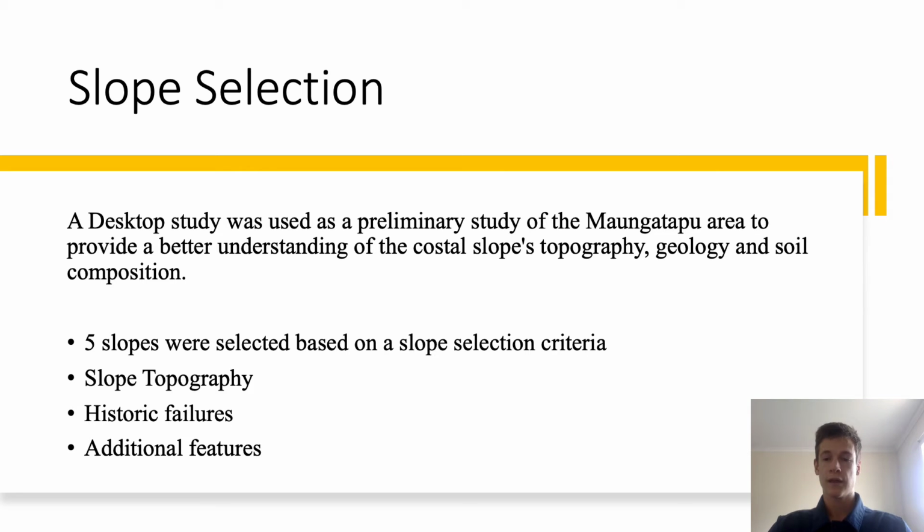Slope topography. These slopes were selected based on their height and slopes cross-sectional dimensions. Historical failures. Slopes that showed any sign of previous failures were identified, as they may be prone to future failures. Additional features. This was applied to any feature that could potentially affect the slope's stability, such as current drainage conditions or the slope's vegetational cover.